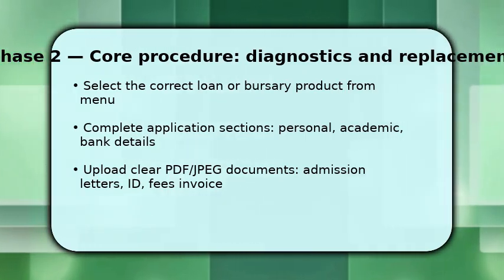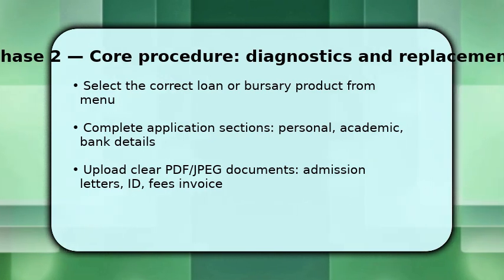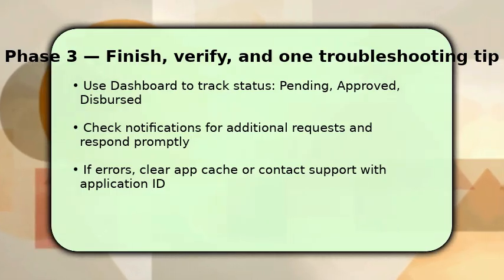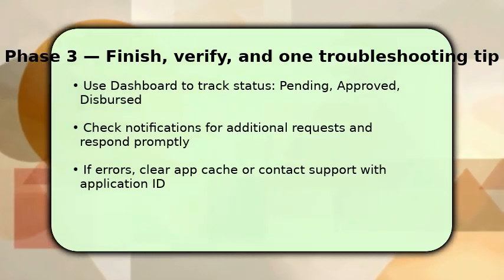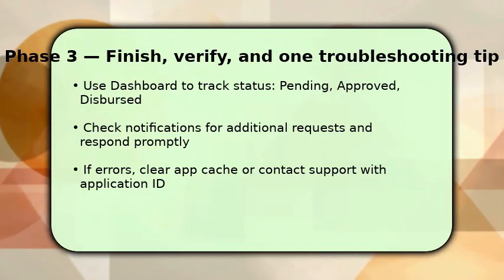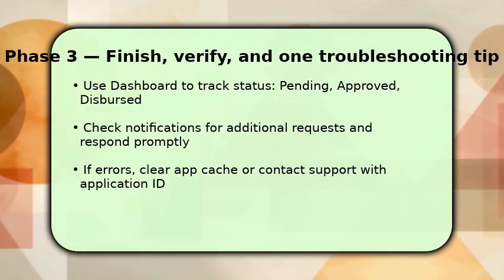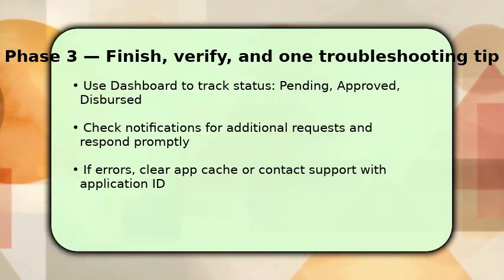To finish, monitor your dashboard for status updates: pending, approved, or disbursed, and follow any requested actions immediately. If asked for extra documents, upload them within 48 hours to avoid delays. Make sure your bank details are correct before disbursement. Incorrect numbers cause returns. If something goes wrong, first clear the app cache and restart.